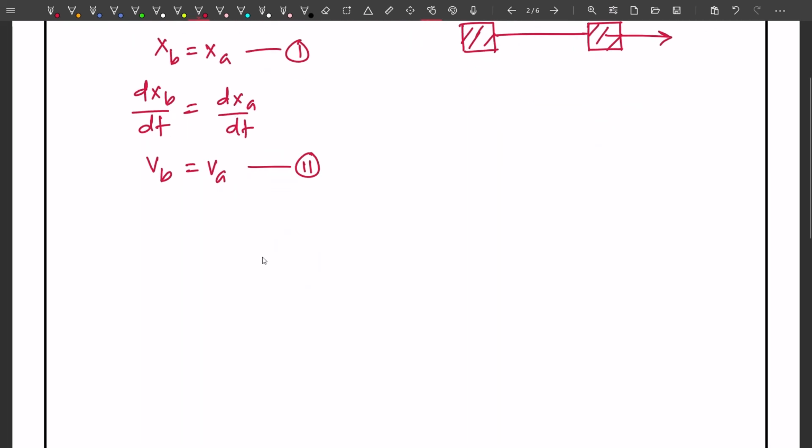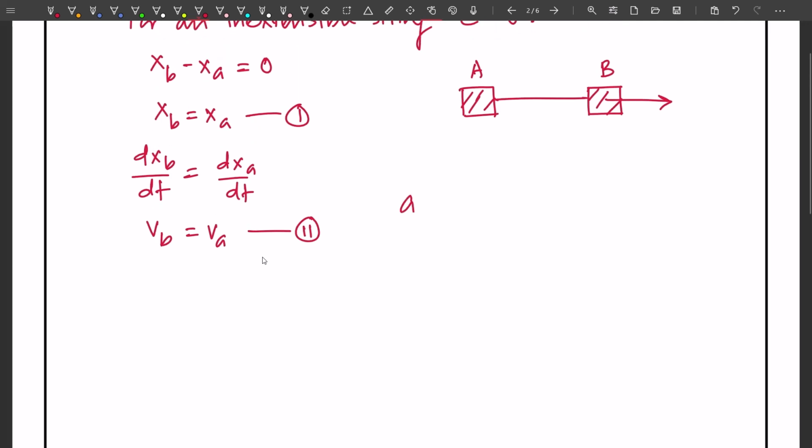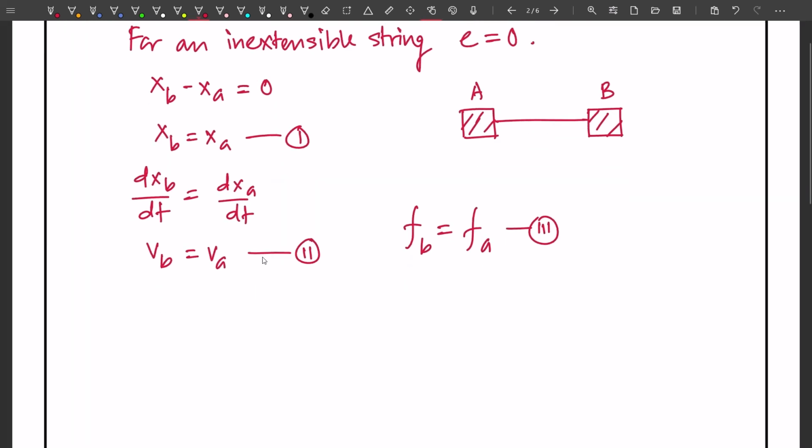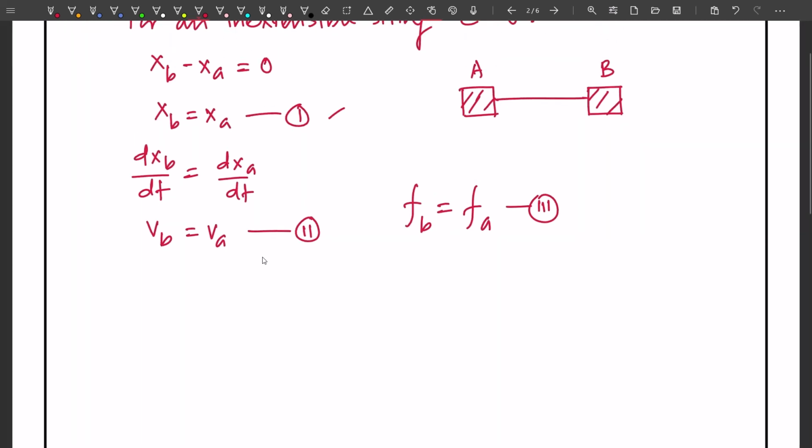So from this, if I again differentiate it, we will get acceleration. Let's say acceleration is f, so fb will be equal to fa. So acceleration of b will be equal to acceleration of a from this relation. So these are the three relations that we got.